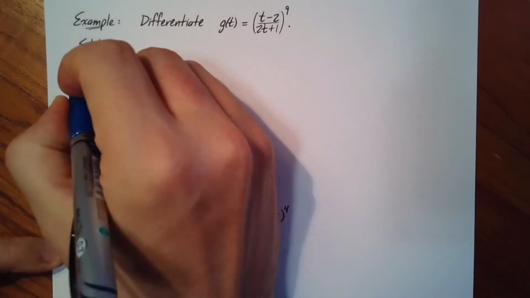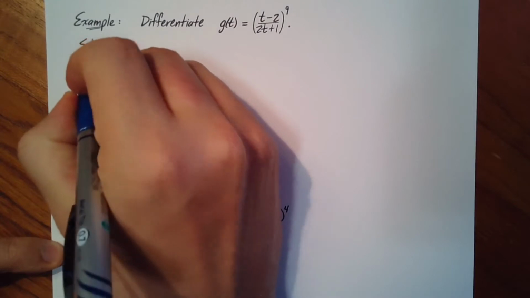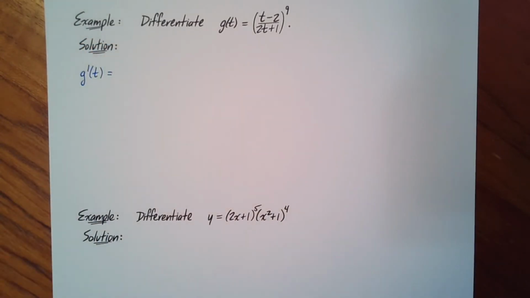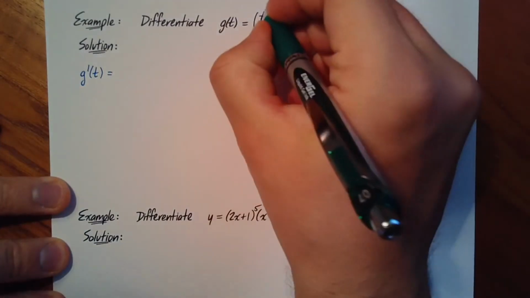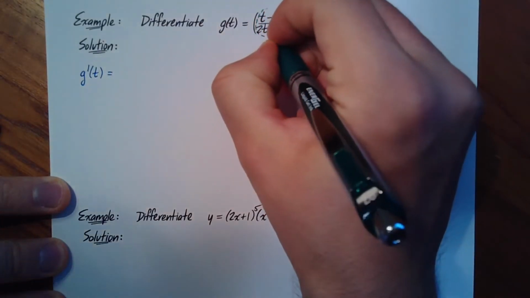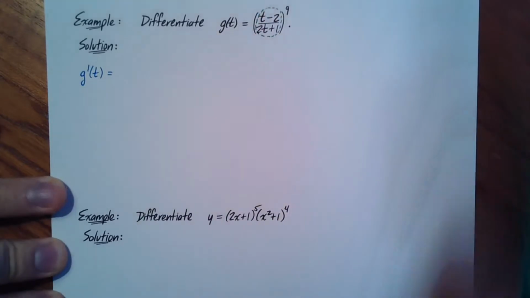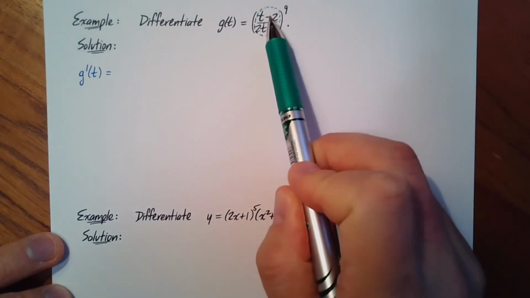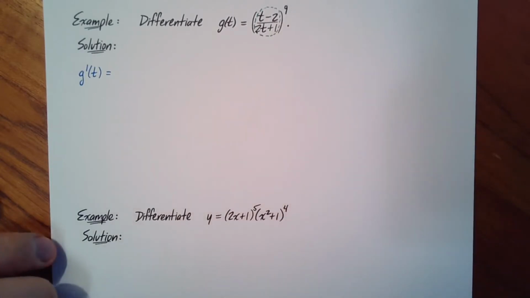So how are we going to start this one? Well, let's apply the same kind of strategy as we did before. Let's really identify with a bubble what the inside function is. We've got some function of t raised to the power of 9. That's how you should think about this.